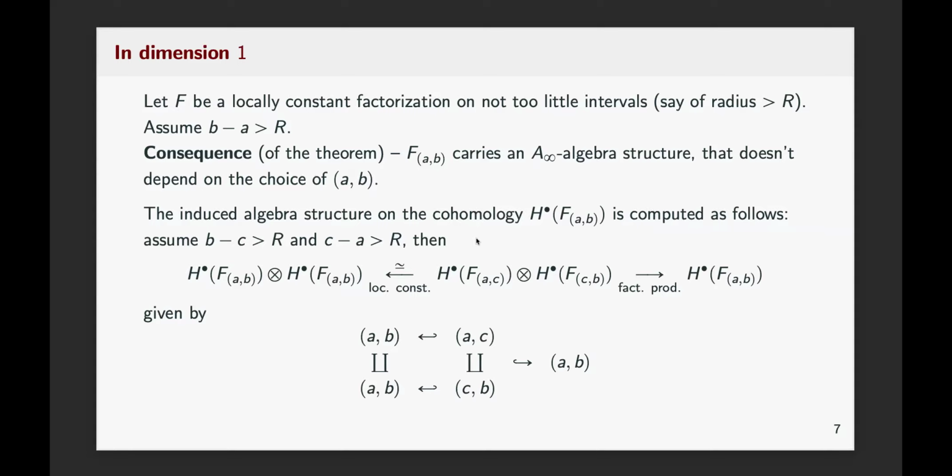Okay? And if we want to compute, let's say, the algebra structure on the cohomology of this, it's very easy to compute. So we basically take three numbers, A, B, and C. So C is squeezed in between A and B. We assume that the size of those three intervals are big enough. And basically what we do is we say that the inclusion of AC in AB and CB in AB gives rise to quasi-isomorphism. So I can invert them up to homotopy. So in cohomology, that gives an isomorphism. And then I use the factorization products. And that defines for me the product on cohomology.